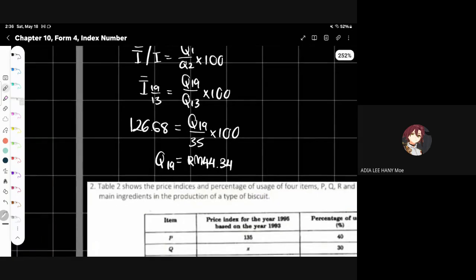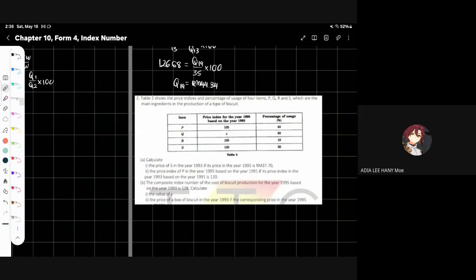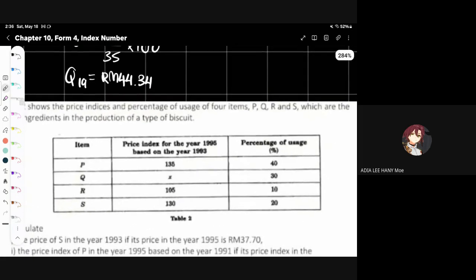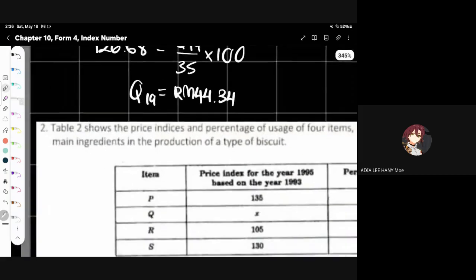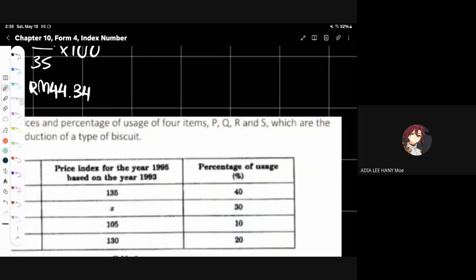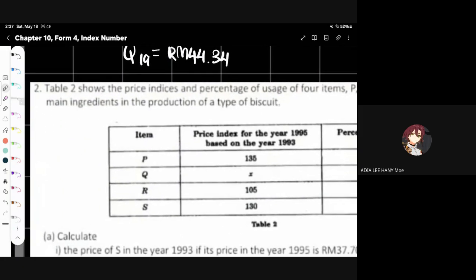Okay. Now, so far is simple. All you have to understand is which I are you going to use? Is it the composite or the normal index? Now let's move on to this next question here. Table 2 shows the price indices. Indices basically means plural, it's the plural of index. And percentage of usage of 4 items PQRS, which are the main ingredients in the production of a type of biscuit. We are talking about biscuit, and there's 4 ingredients.